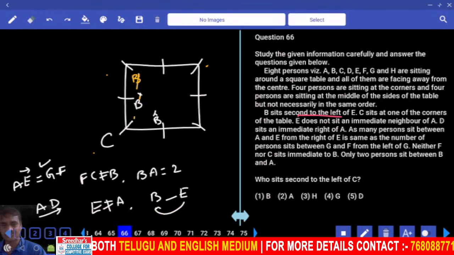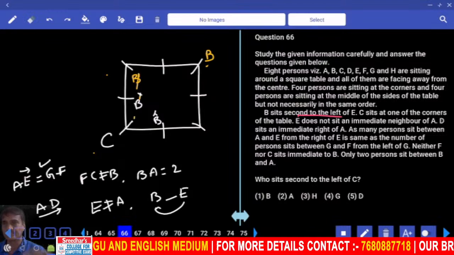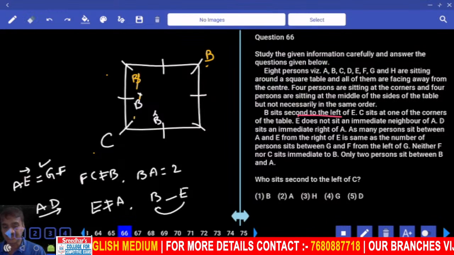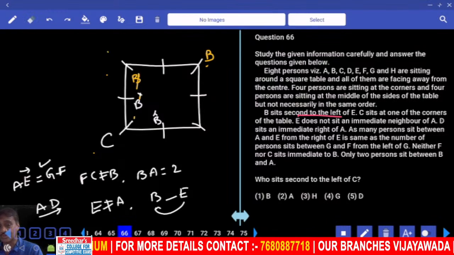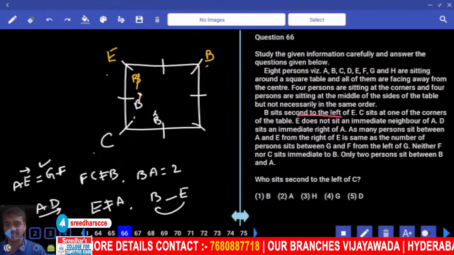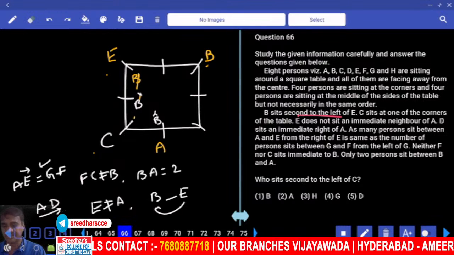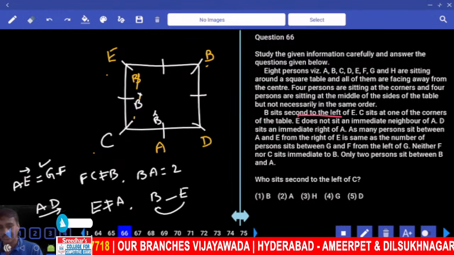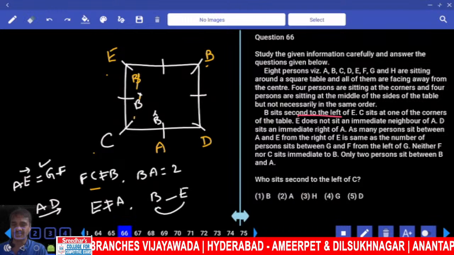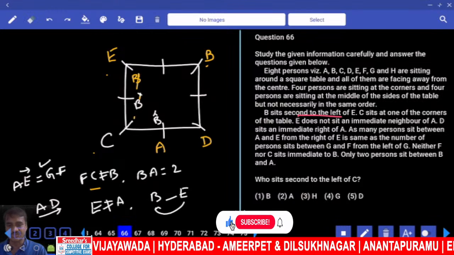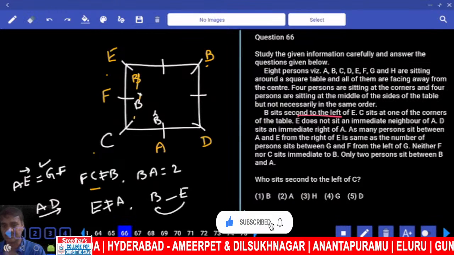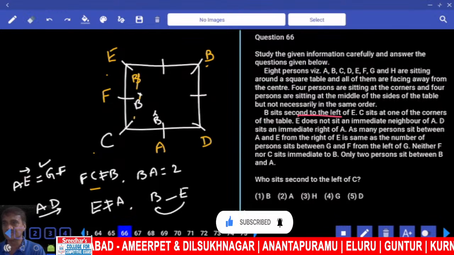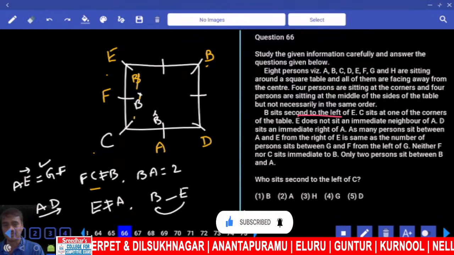Then what is the other case we have? Corner. Now B is here. B sits second to the left of E, so E is here. Between B and A there are exactly two people, so A is here. D is to the immediate right-hand side of A, so D is here. F and C are not adjacent to B, hence F must be here. Clear? Then who is the person left out?